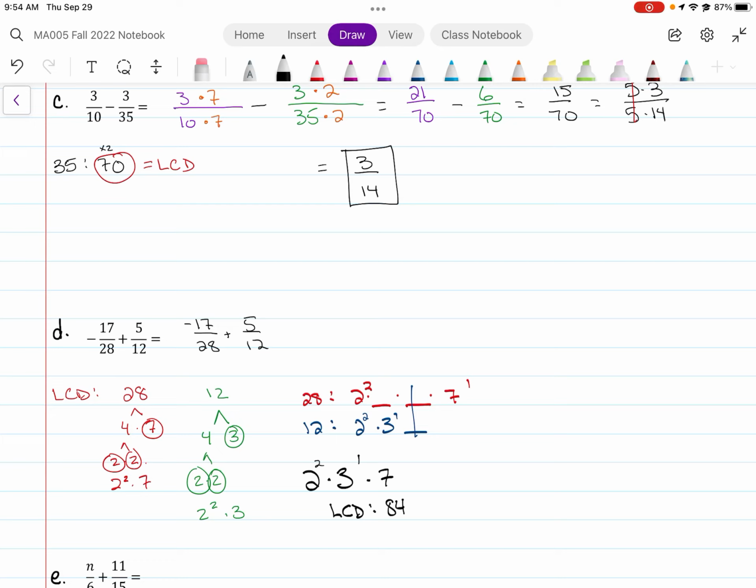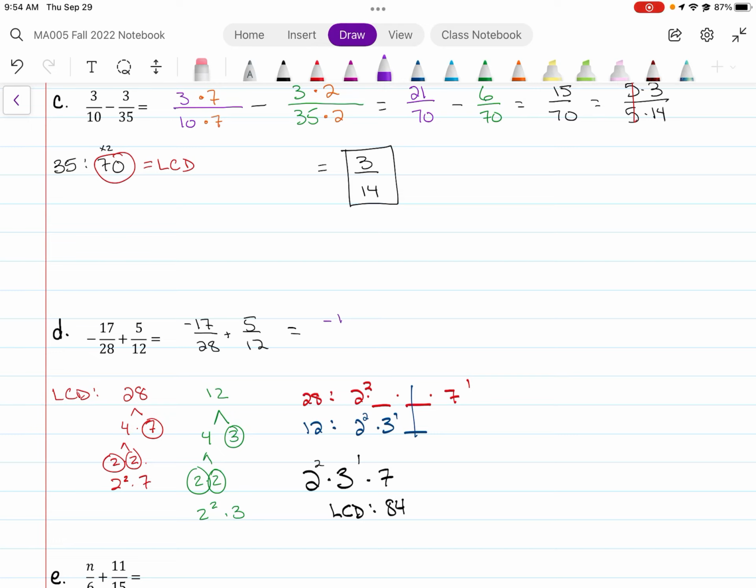You could also do this by the listing method. You could just say 12, 24, 36, 48, and keep going, and then do the same thing with 28, and you will find the least common multiple of those two numbers by listing. Okay, so sometimes that's the hardest part of this, is finding the least common multiple. Okay, so let's start with the first one.